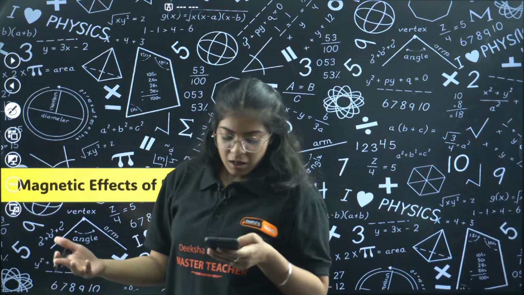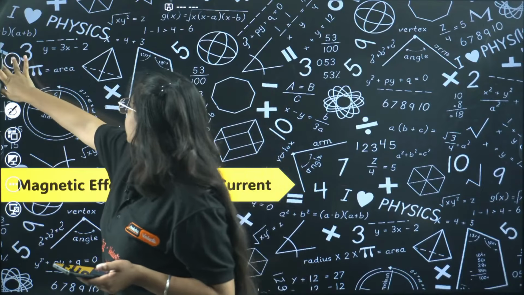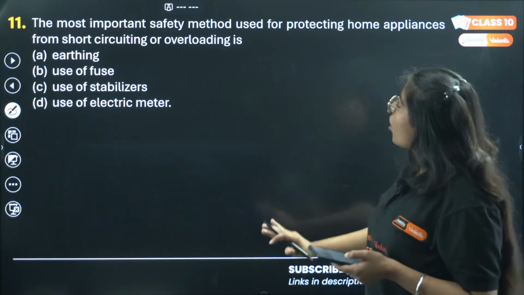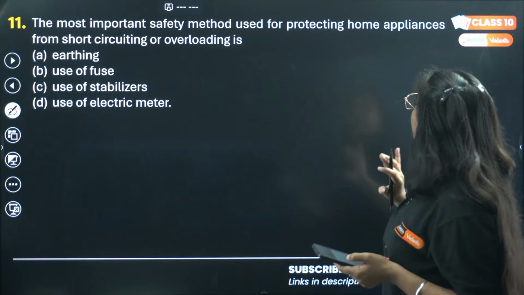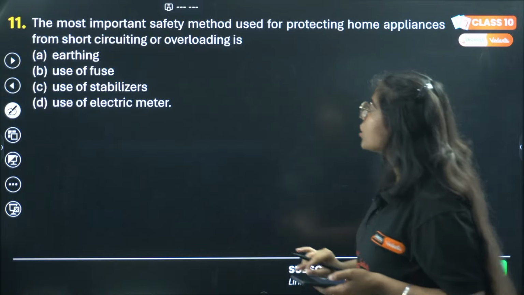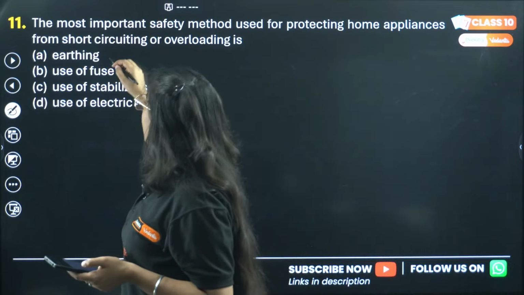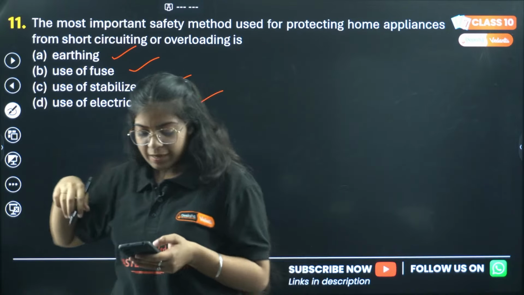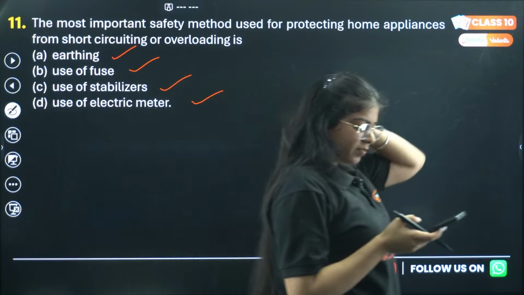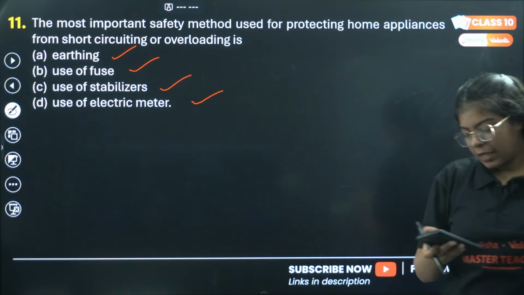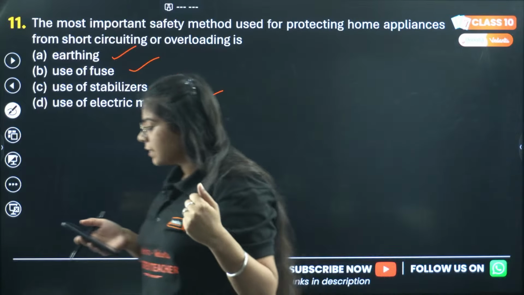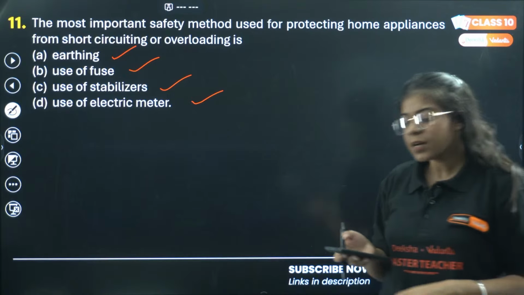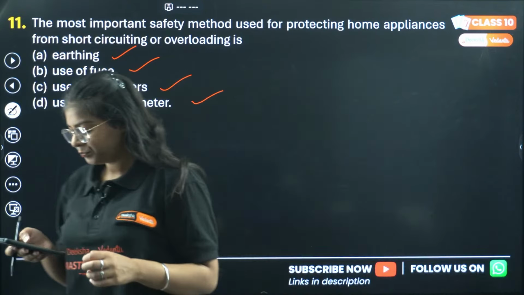Let's move on to the chapter of magnetic effects of electric current. The 11th question says, the most important safety method used for protecting home appliances from short circuiting or overloading is what? Earthing, use of fuse, use of stabilizers, or use of electric meter. Let me know the answer in the live chat, my friend. Is it earthing, or use of fuse, use of stabilizers, or use of electric meter? What is the answer?